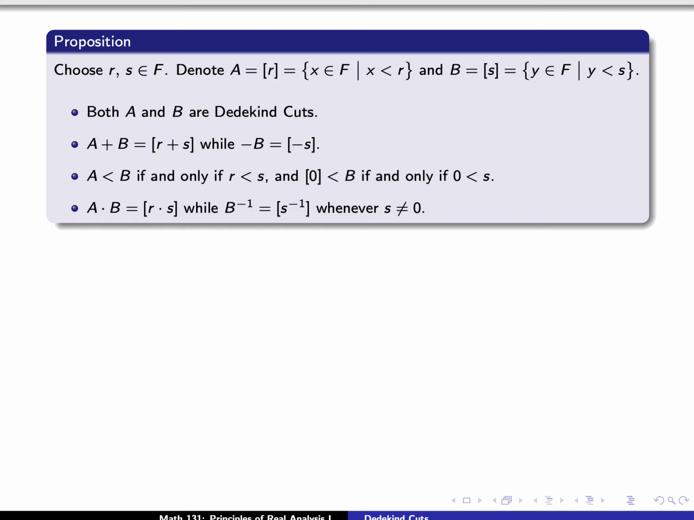The ordering here also makes sense. One can show that A less than B if and only if R less than S. So again, the ordering that we have from the field F corresponds exactly to the ordering that we defined on the previous slide. Finally, for the product, A times B will be equal to the square bracket of R times S. So again, multiplication in F corresponds to the strange definition of multiplication that we gave for these Dedekind cuts.